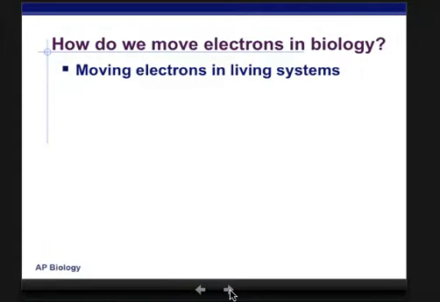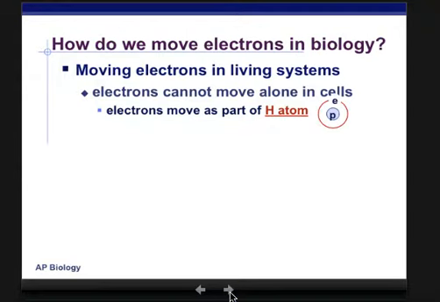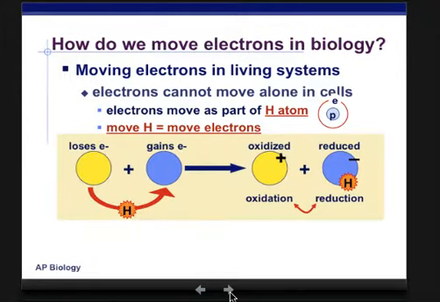All right, moving electrons around. How do we move electrons in biology? Moving electrons in living systems. Okay, electrons can't just move all by themselves. They move as a part of the hydrogen atom. So when you move a hydrogen, you move electrons. So energy is transferred from one molecule to another via these redox reactions.